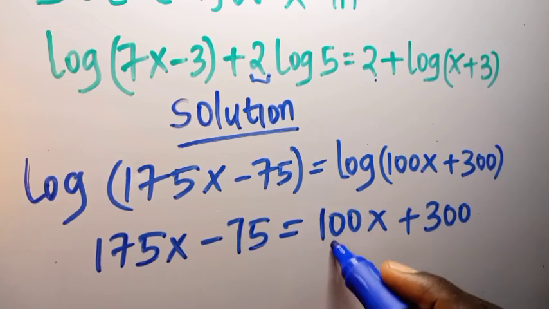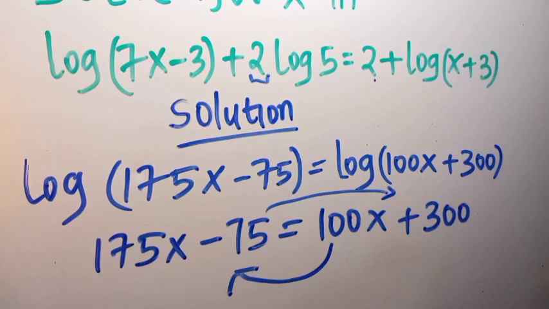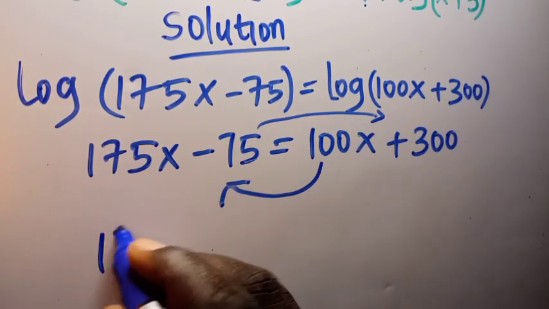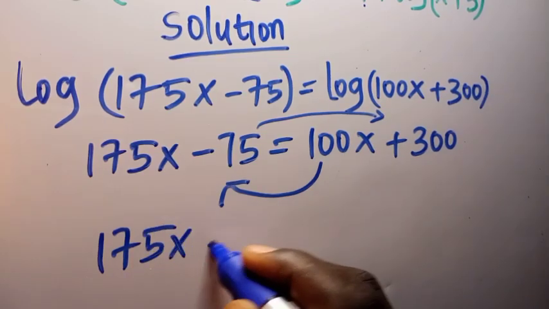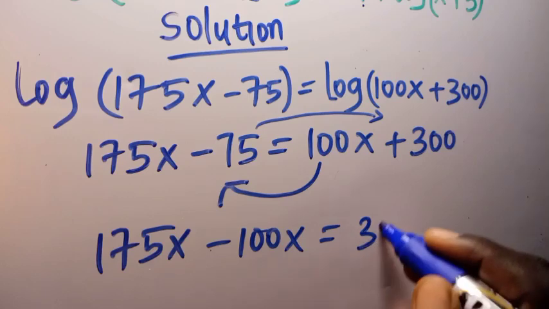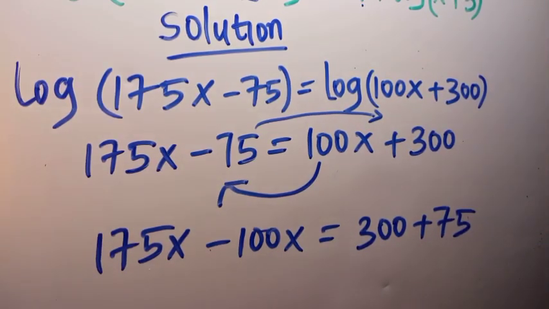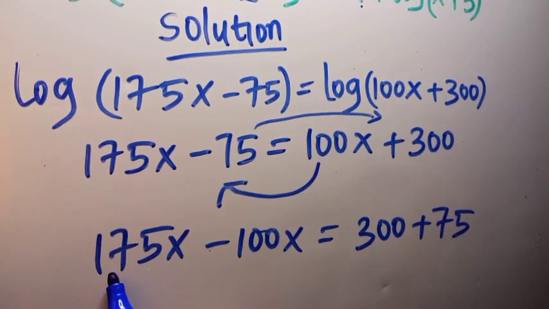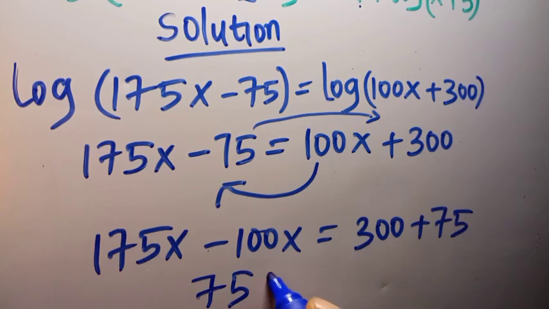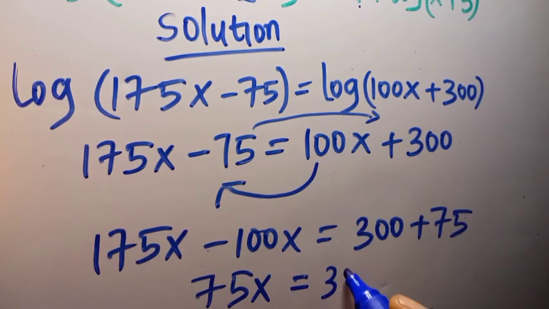We need to bring this 100x to this side, then we take this 75 to the other side. And therefore, we shall have 175x minus 100x equals to 300 plus 75. Now, in this case, we shall have 175x minus 100x, it will be 75x equals to 300 plus 75, it will be 375.